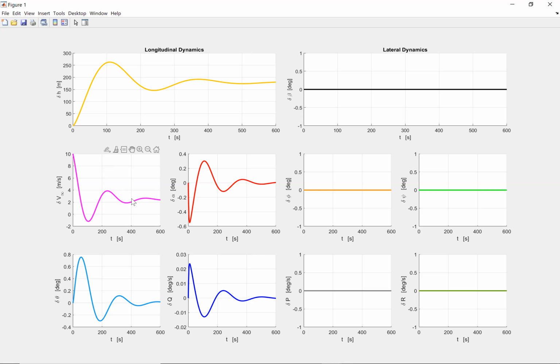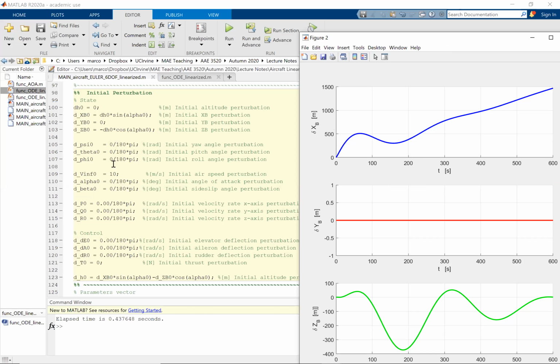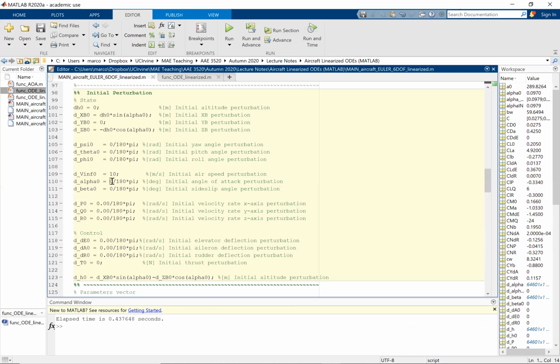So let's now perturb another longitudinal state, and let's see if that is maintained. So let's also give a little bit of perturbation in terms of angle of attack. So we increase the angle of attack by 3 degrees.